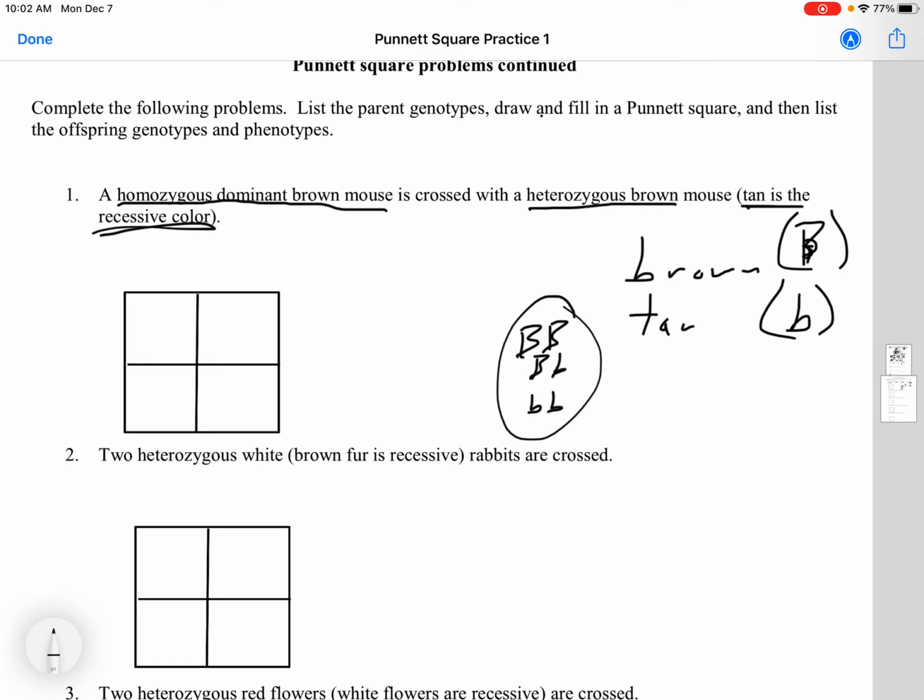So let's look at parent number 1 right here, okay? A homozygous dominant. Right there it tells me. So big B, big B. I'm going to go ahead and fill it in my Punnett square, okay? And then a heterozygous brown mouse. Right there. I'm going to go ahead and fill it in my Punnett square, okay?